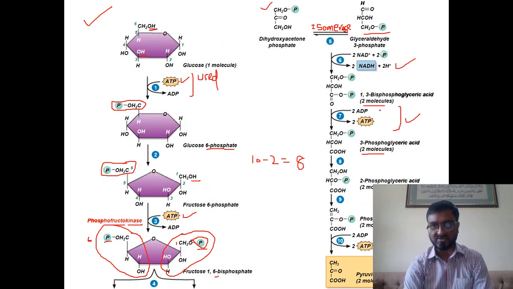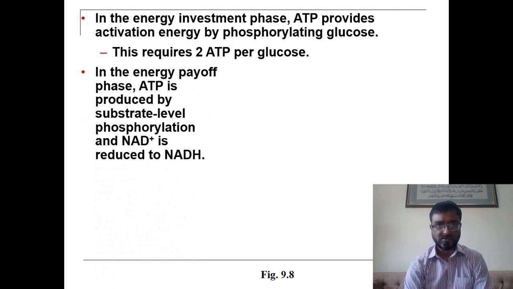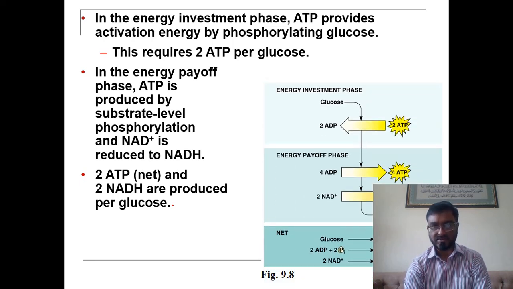And this is the substrate level phosphorylation. This is again the substrate level phosphorylation. And 2 ATP and 2 NADH are produced per glucose. This is the net.